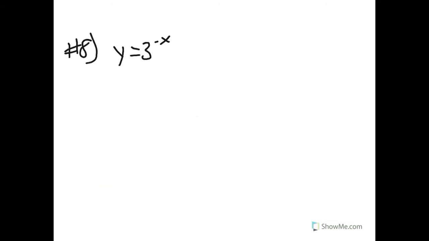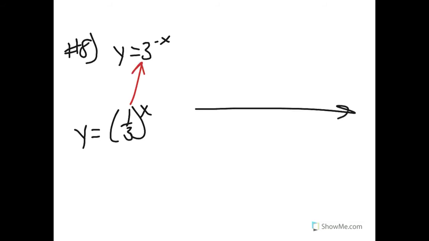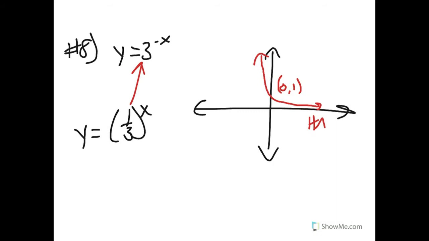Problem 8 is the same problem as number 5. Number 5 was y equals 1/3 to the x. Same thing. It is the parent graph of y equals 3 to the x reflected over the y-axis. Y-intercept of 1, horizontal asymptote at y equals 0.